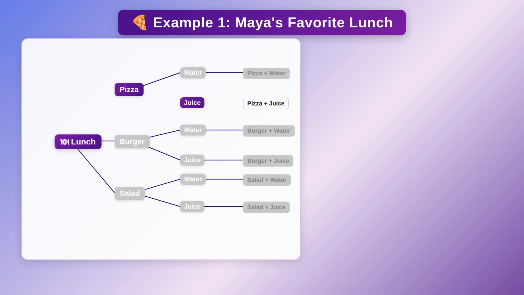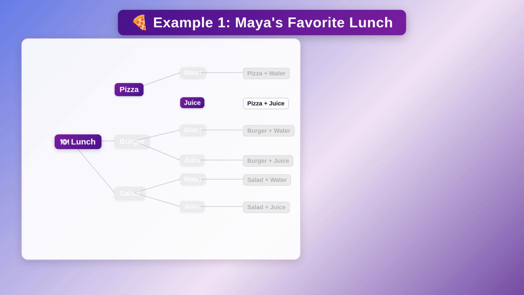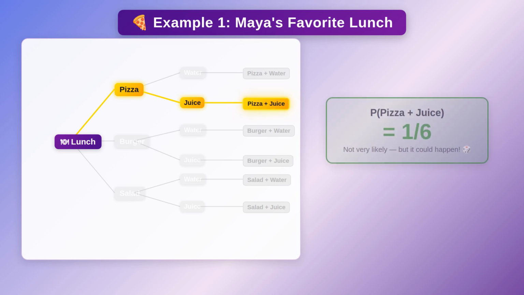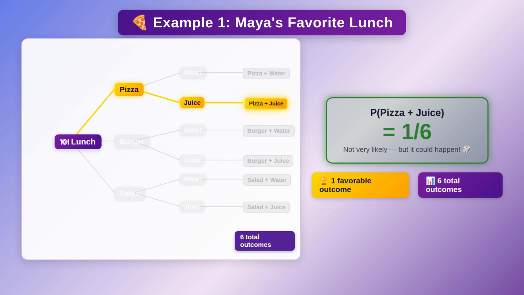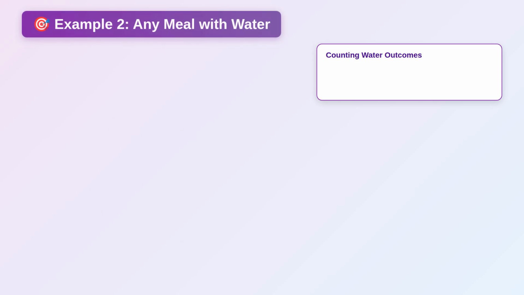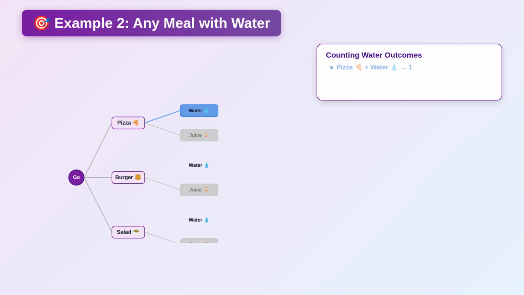Let's solve Maya's first question. What's the probability she gets pizza and juice? Start by looking at the tree diagram. We have 6 total outcomes. That's our denominator. Now, how many of those paths end at pizza with juice? Just 1. Pizza goes to water or juice. Only the juice path counts. So we put 1 over 6. The probability that Maya gets pizza and juice is 1 out of 6. Not very likely, but it could happen.